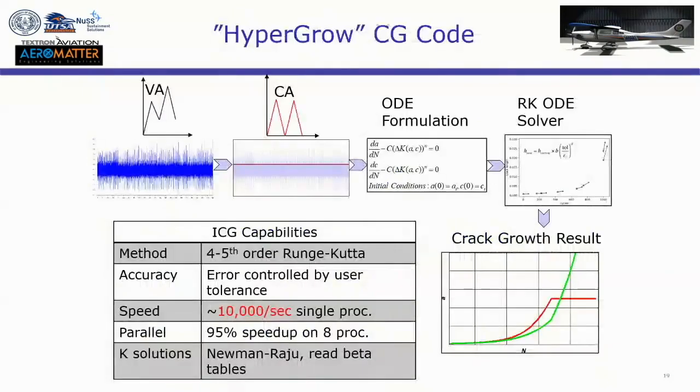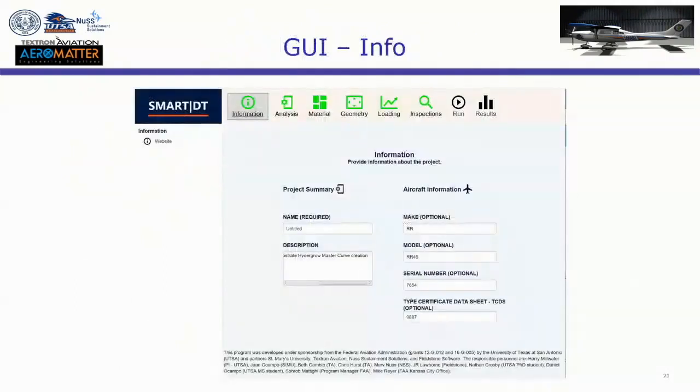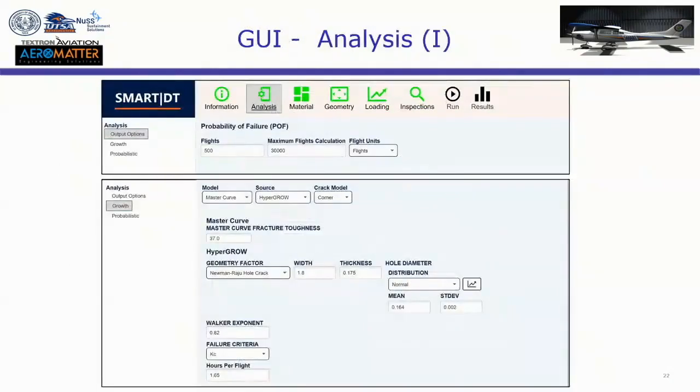Then if we want to use HyperGrow, remember that HyperGrow uses a constant amplitude and ODE formulation, so I can get my crack growth. I'm going to use this problem, a through crack, a corner crack in a hole. I'm going to be using the Newman-Raju corner solution. So on the GUI, you have that example. You can just load it.